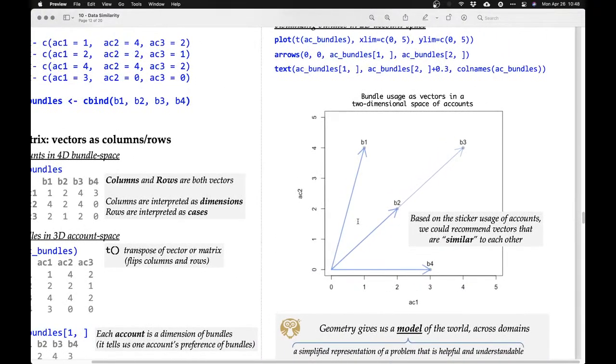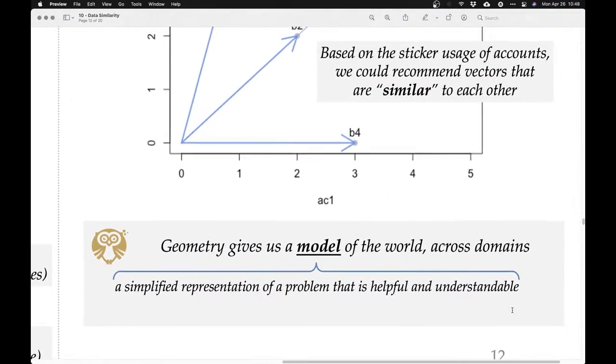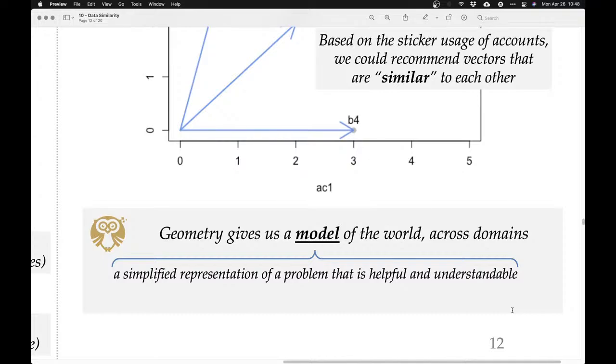Notice we have not used any statistics yet. We're talking about vectors, directions, angles. Essentially, we're using geometry, right? And that is interesting. We can use statistics to describe many things in day-to-day life, but we can also use geometry. Geometry gives us another model of this world, all right?